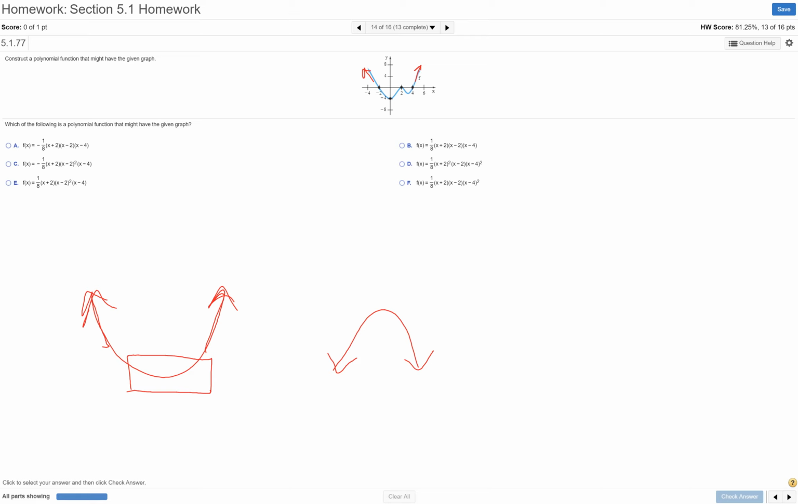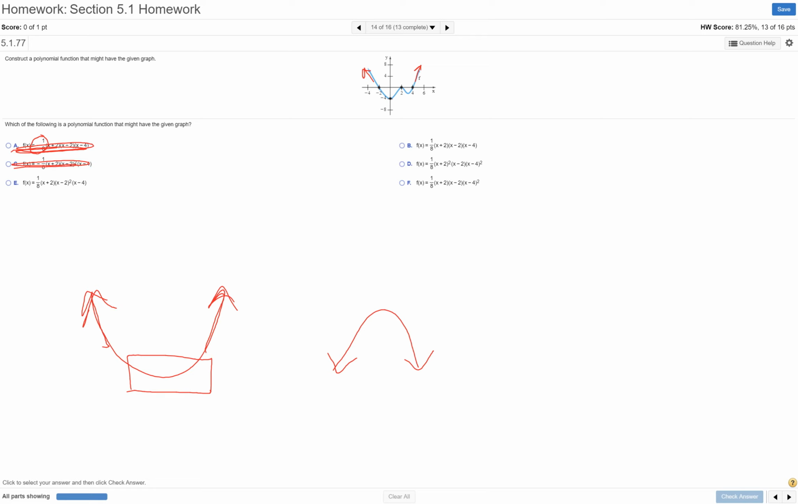So let's look at choice A. Look at that coefficient. What's wrong with it? It's negative, so it can't be A. What's wrong with C? I see C has the same problem, doesn't it? Can't be C. Is there any other choice with that issue? No, they all have positive coefficients. Okay, so that one's done.